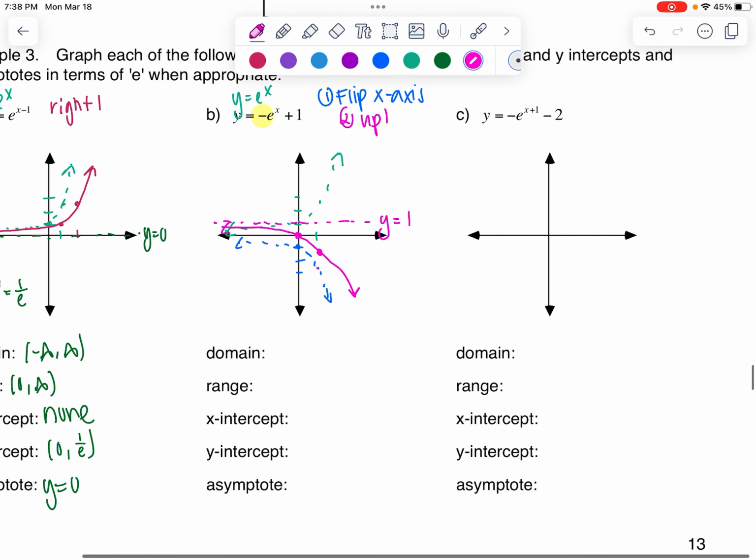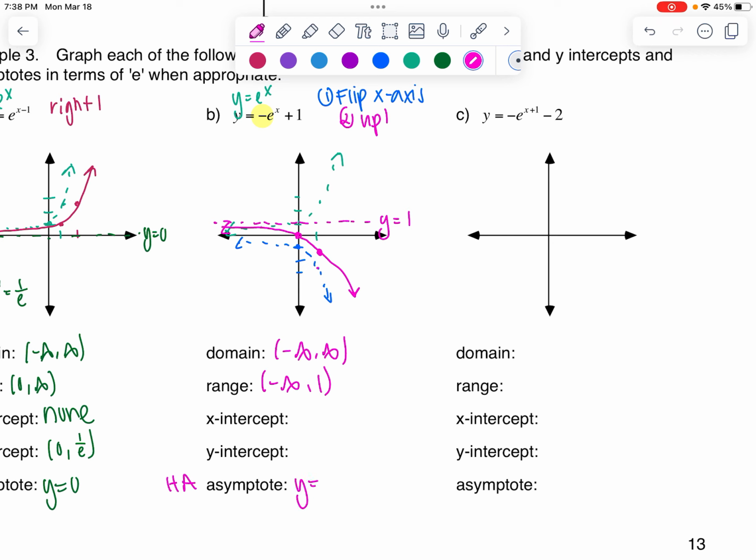So domain still stays the same. We have negative infinity to infinity. Range is from negative infinity to now 1. Your horizontal asymptote did change. We're at y equals 1. And it looks like our x and our y-intercepts are at 0, 0.